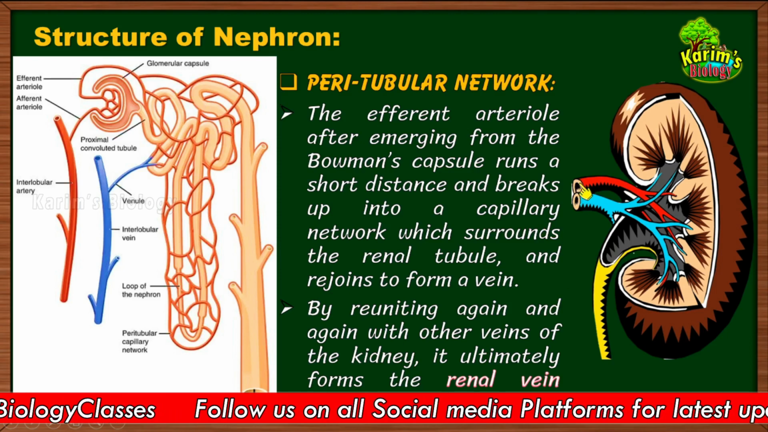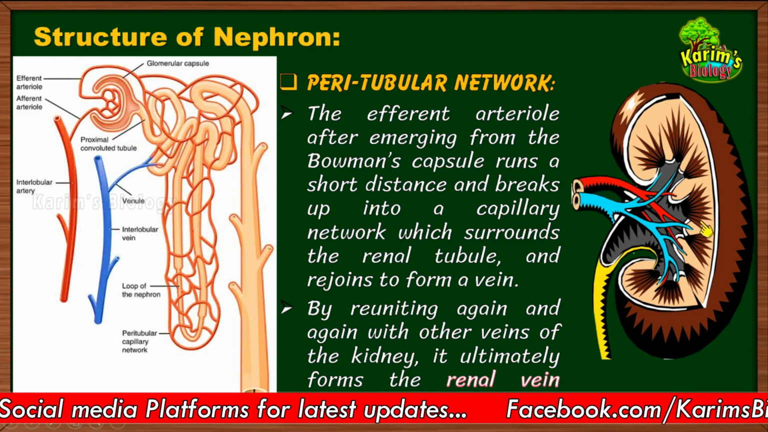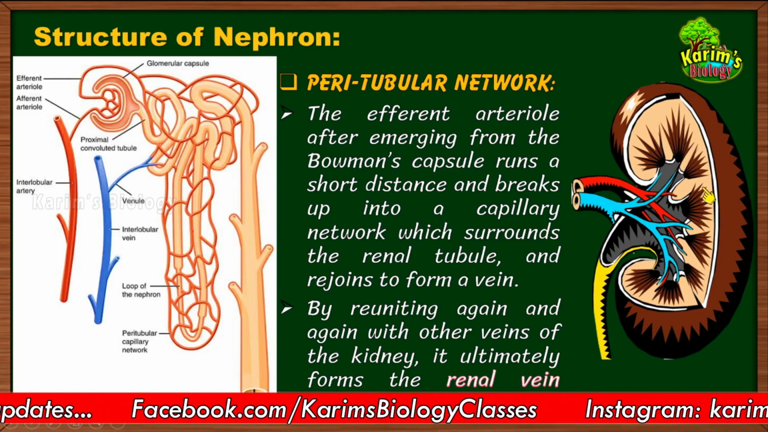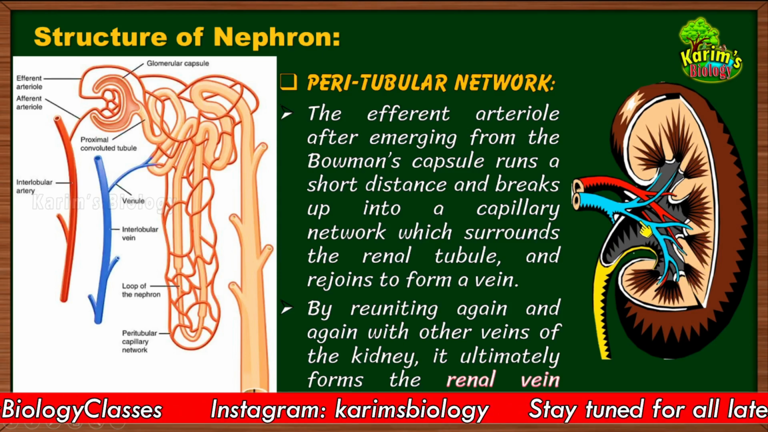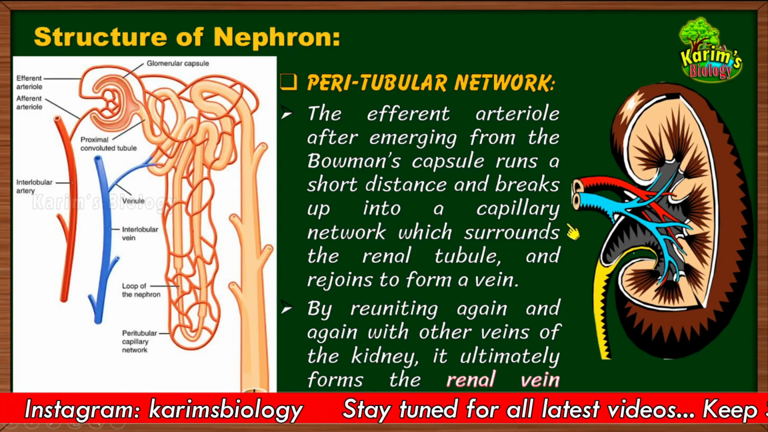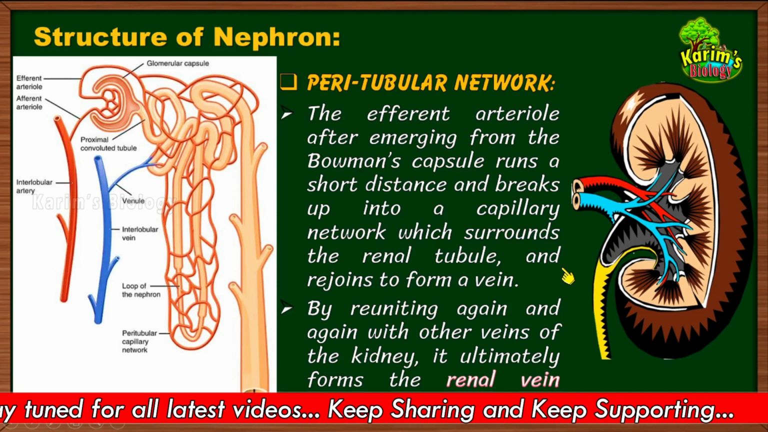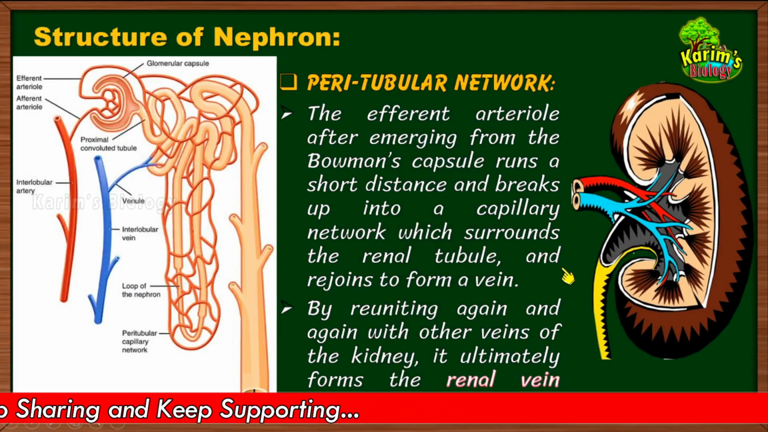So what's happening? Through the renal artery, the blood is entering into the kidney, and it is supplied to all the nephrons in the kidney, millions of nephrons in the kidney, and all those blood vessels again fuse together to form this renal vein which comes out of the kidney. So this is how the blood supply to the kidney occurs. So that's about the peritubular network. I hope that you understood children.